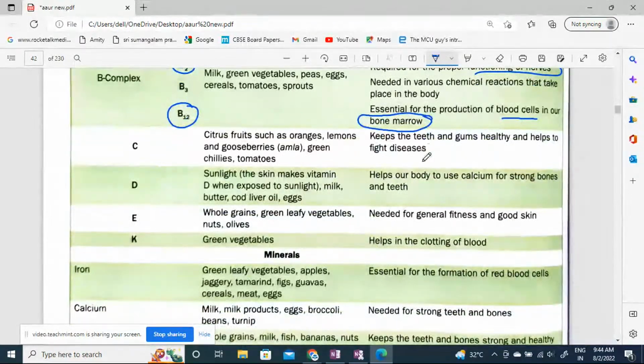Table one is the most important table. Vitamin C is from citrus fruits, and it keeps the teeth and gums healthy. Vitamin D we get from sunlight. So please remember this: which vitamin we get from the sunlight, that is vitamin D, and also from cod liver, which we get from fishes. Vitamin D is actually called the sunshine vitamin.